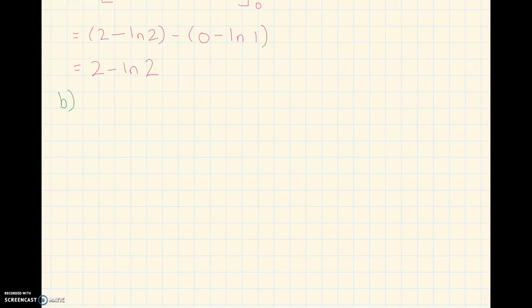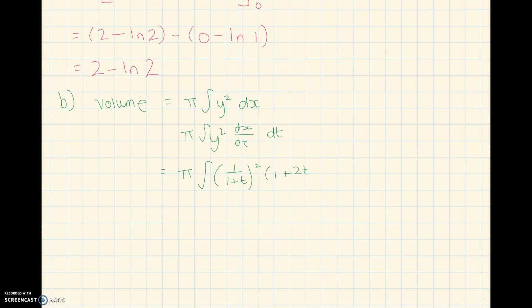Okay, part B then asked you to work out the volume of revolution. So the formula we had for volume was that the volume is equal to pi times the integral of y squared dx. And because this is parametric, that would be the same as doing the integral of y squared dx by dt dt. So we already know what dx by dt is, and we know what y is, so that would be the same as doing pi times y, which is 1 over 1 plus t all squared, times dx by dt, which is 1 plus 2t, dt.